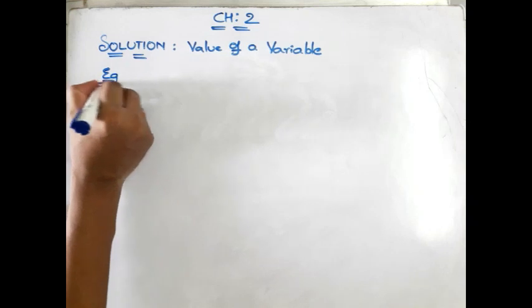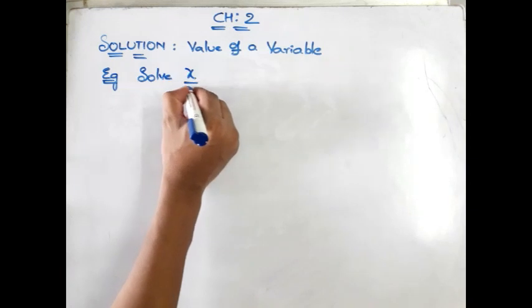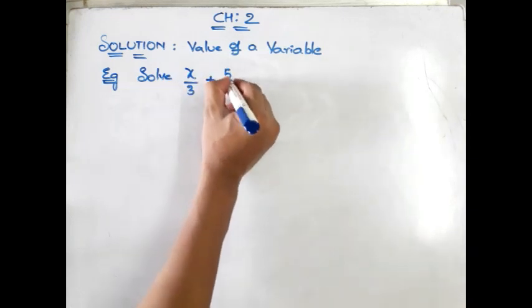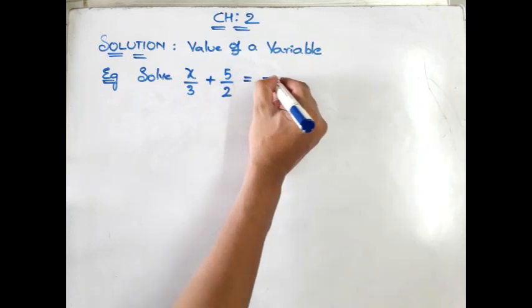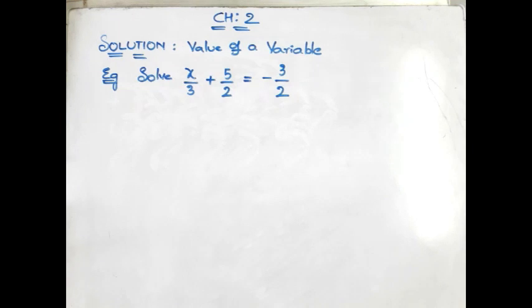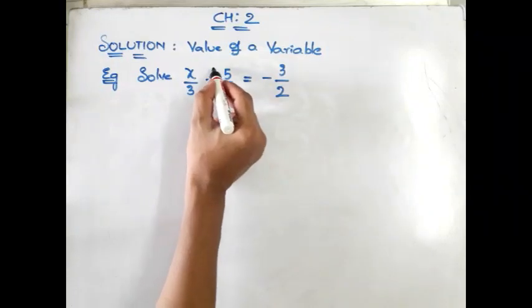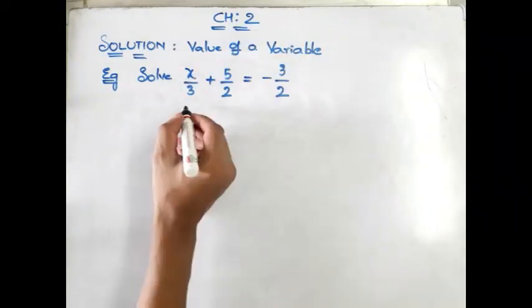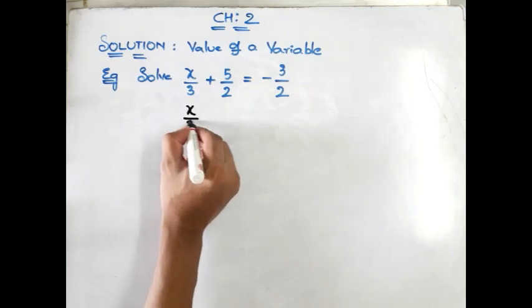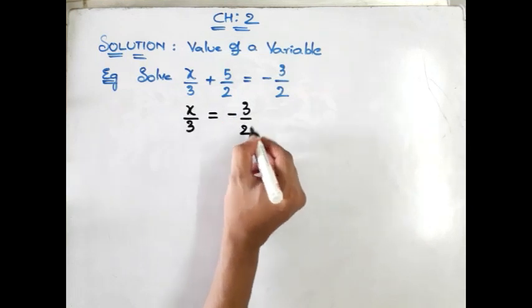Look, solve x by 3 plus 5 by 2 is equal to minus 3 by 2. Okay, solve x by 3 plus 5 by 2 is equal to minus 3 by 2. As you know, as a first step, what you will do, you will take this constant term to the other side. So this x by 3 will be as it is. X by 3 is equal to, on the other side we have minus 3 by 2 plus 5 by 2.